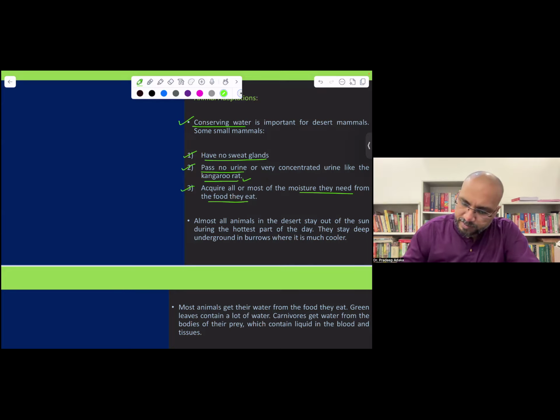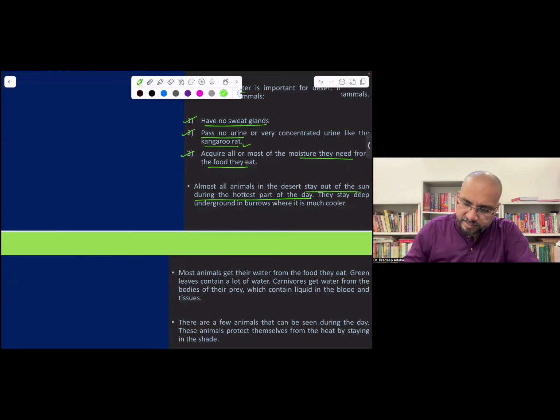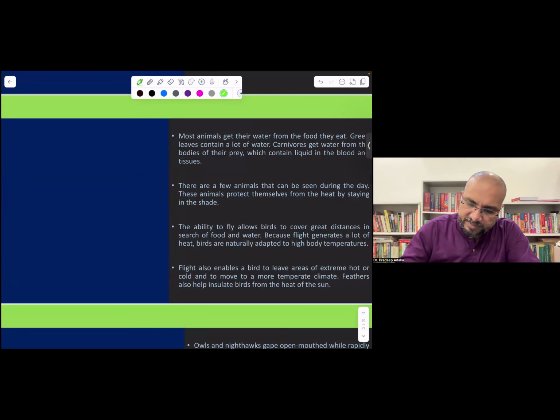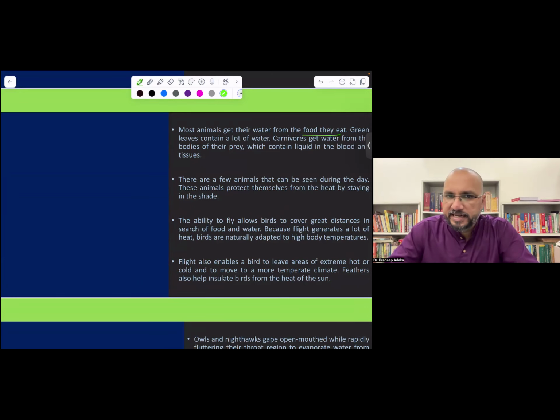Okay. So most animals in the desert stay out of the sun during the hottest part of the day. Either they remain in the shade of the trees or they burrow into the ground, which is much cooler. So they will try to avoid the direct sun. Otherwise, their body temperature will increase. So most animals get water from the food they eat. Green leaves contain a lot of water. So herbivores get water from the plants. Carnivores get water from the herbivores' flesh and blood. So there are few animals that can be seen during the daytime.